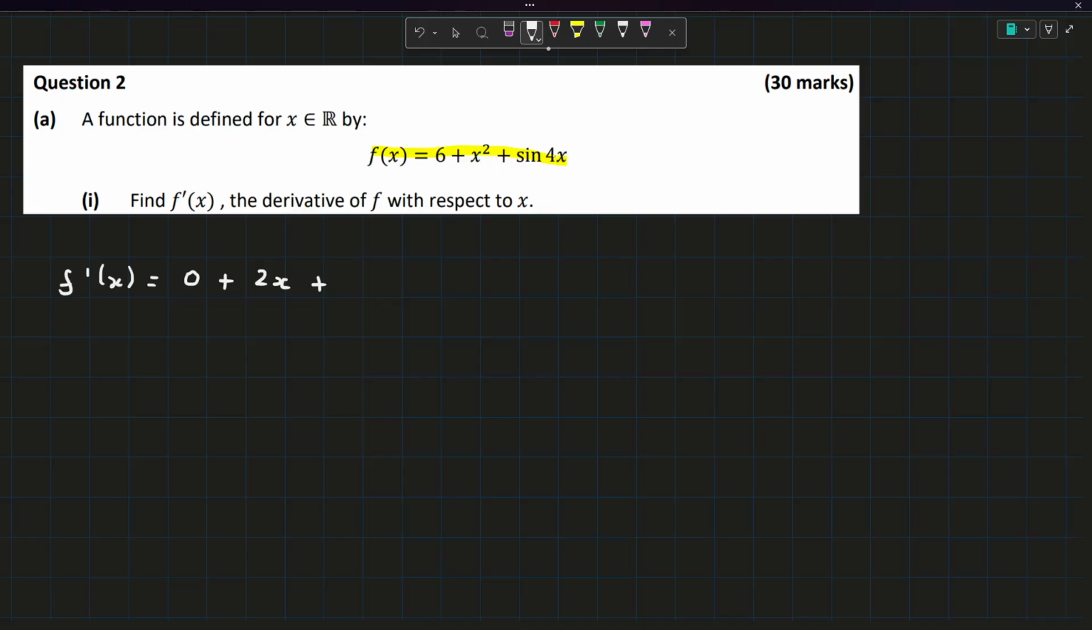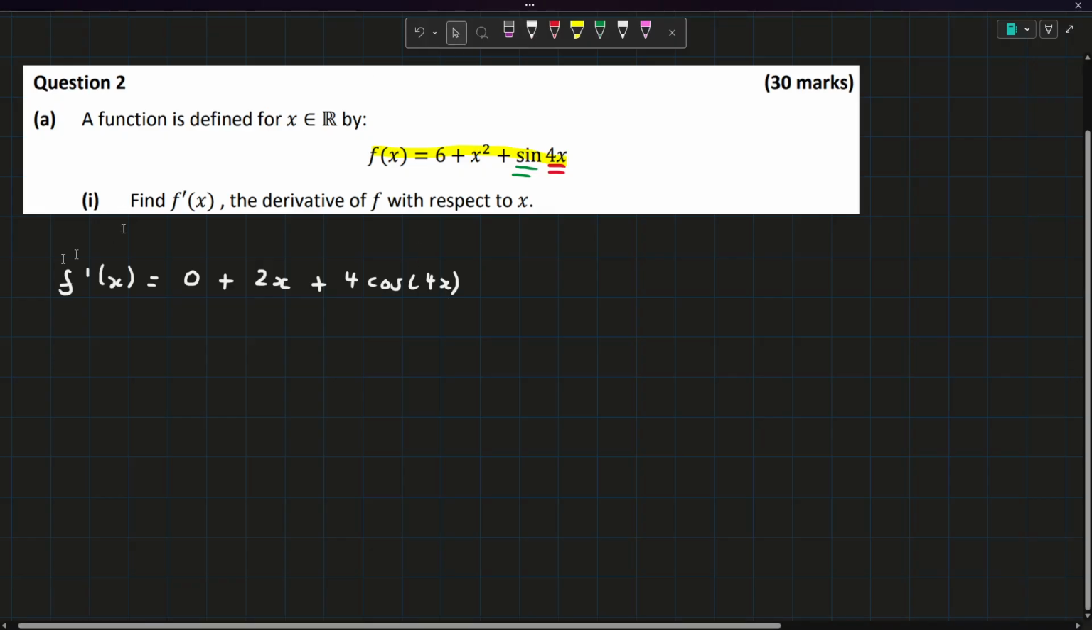And for the derivative of sine of 4x, we have to use the chain rule. So we do the derivative of the inside function first, and the inside function is just 4x. So we're going to have 4, because that's the derivative of 4x. And then we're going to do the derivative of the outside function, which is sine, and the derivative of sine is cos, and then we keep the inside the same. And that's the derivative for 5 marks.